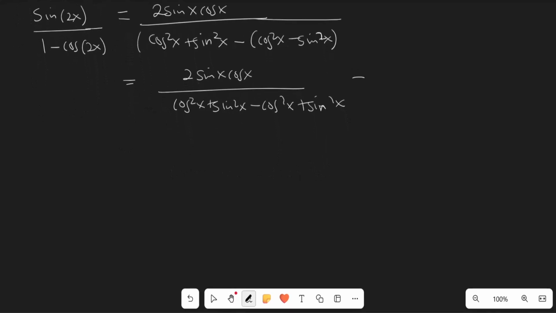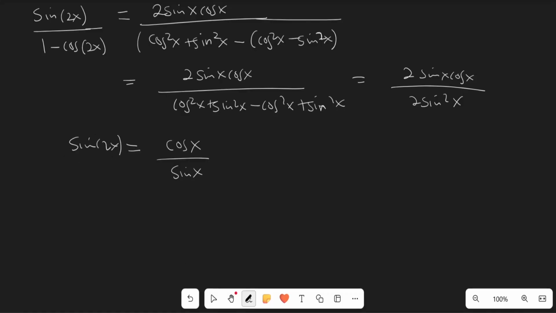So this simplifies to 2 sine x cosine of x all over the denominator, which simplifies to 2 sine square x. And that simplifies to, the 2's will cancel, sine x will cancel, leaving cosine x over sine x. So this is the same as sine 2x all over 1 minus cosine 2x. So that is just like the cotangent of x.